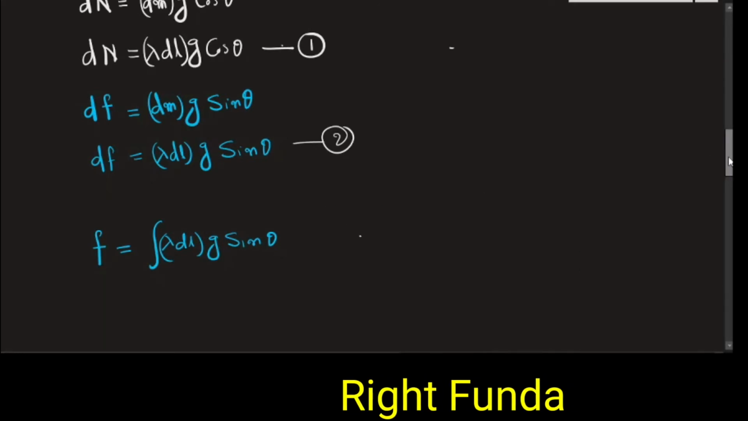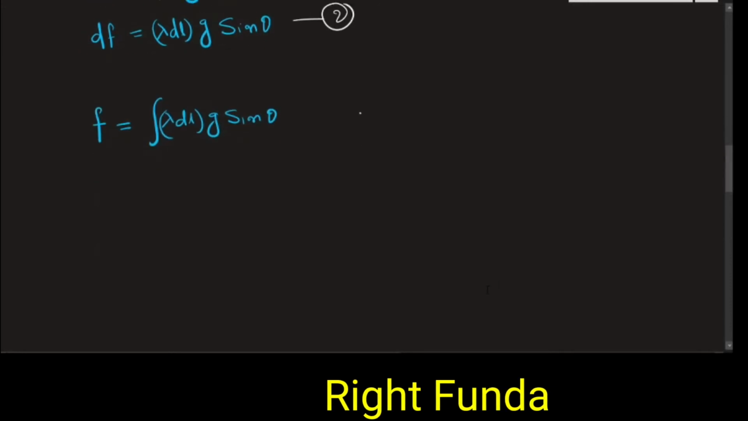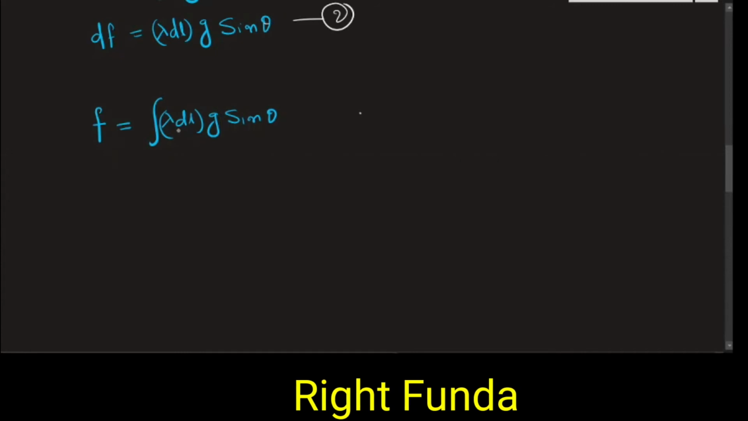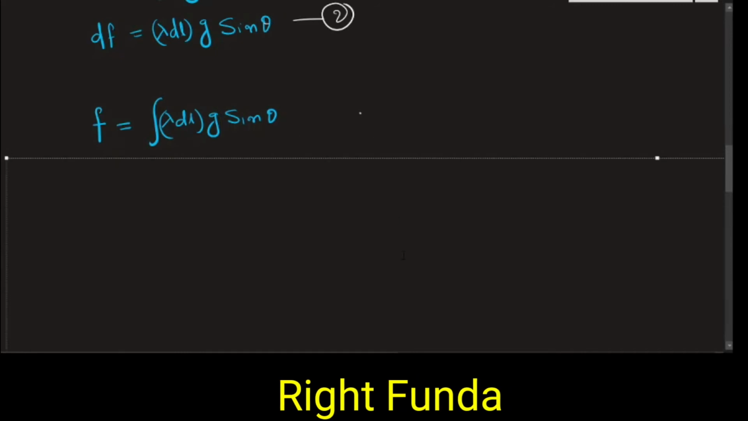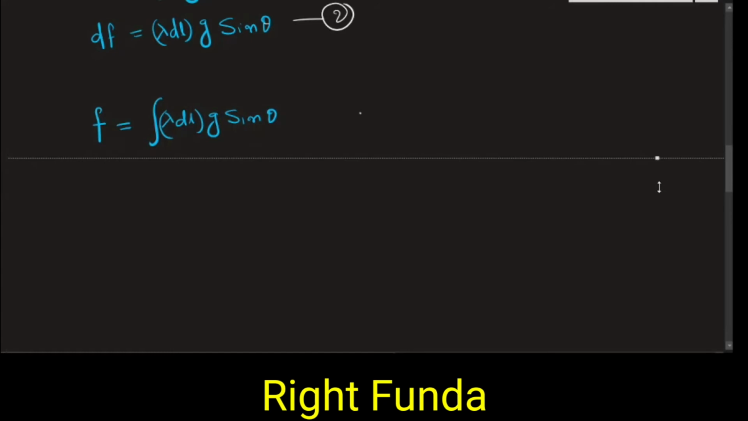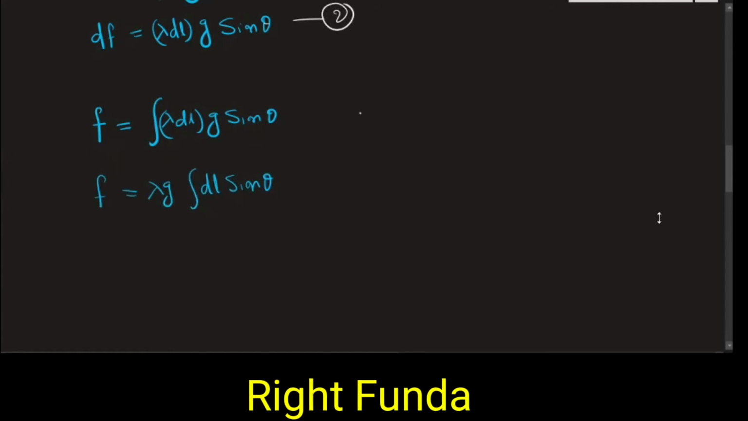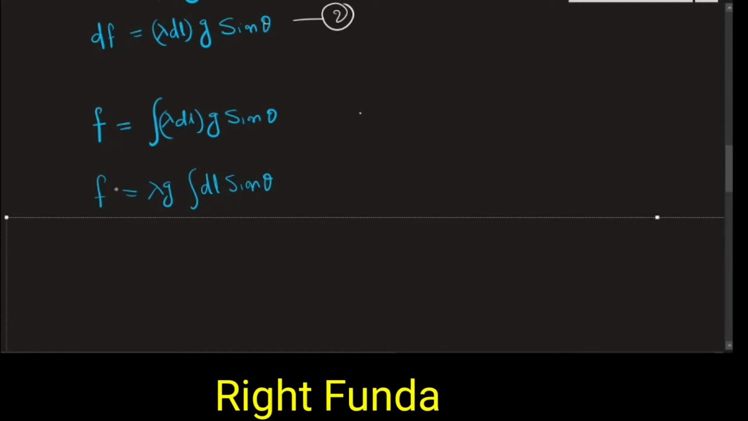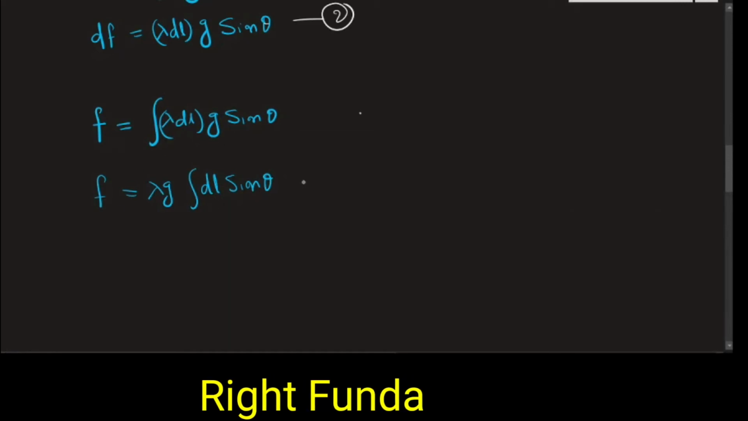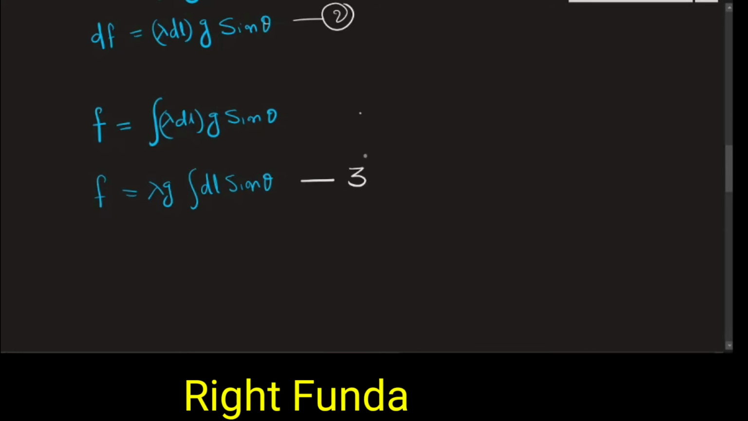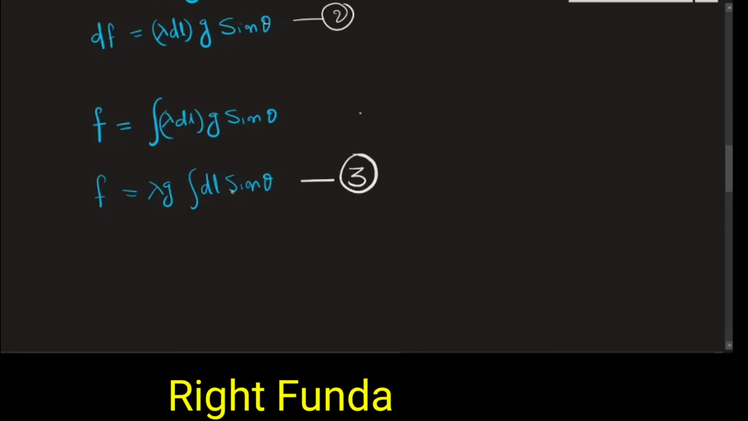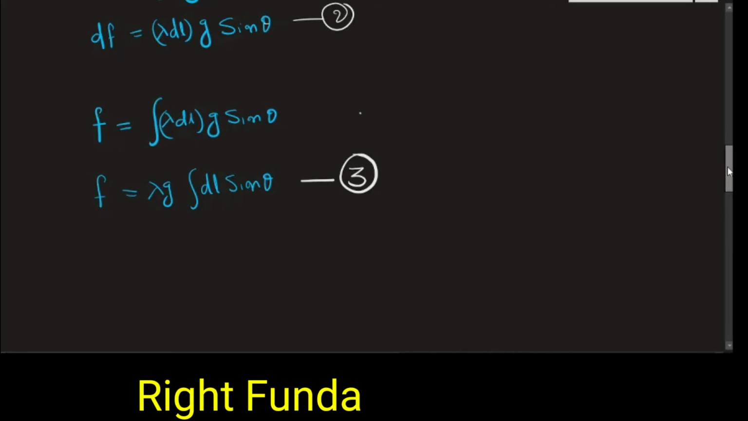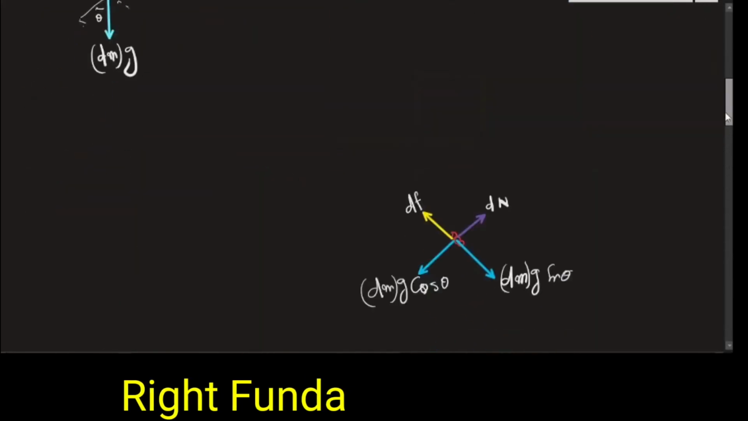So this is my total friction force acting on the element, and theta will take care, because theta will be variable. In this case, what is constant? Lambda is constant and g is also constant, taken outside, and dl sin theta is there. So theta is a variable quantity. Along the surface the force will be there. Call this equation number three. But we don't know dl. Theta is a function of L, also not given. Theta is not constant. So we'll check how to integrate this one.